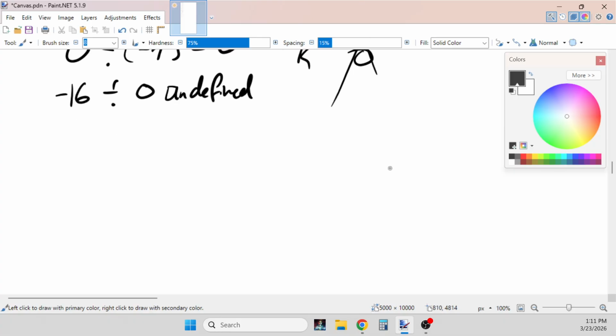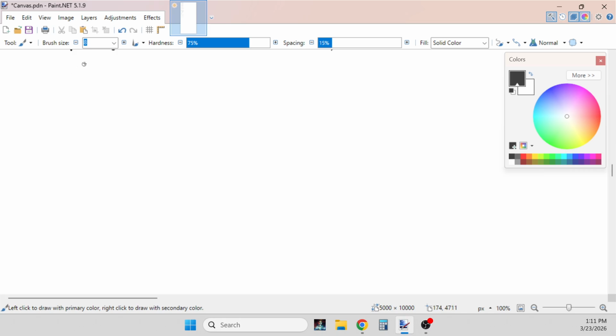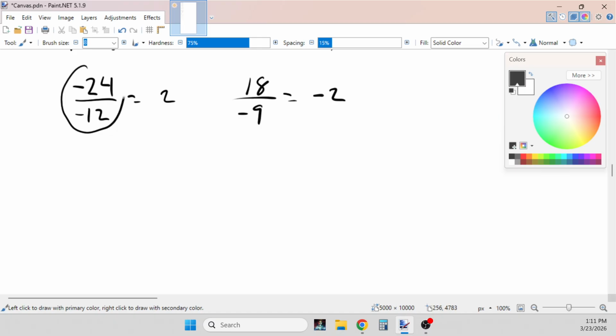The division rules for positives and negatives work the same way as for multiplication. So if I have a negative divided by a negative, I get a positive. If I have a mixture where one is positive and the other is negative, I get a negative. So both negative gives me a positive. One negative gives me a negative.